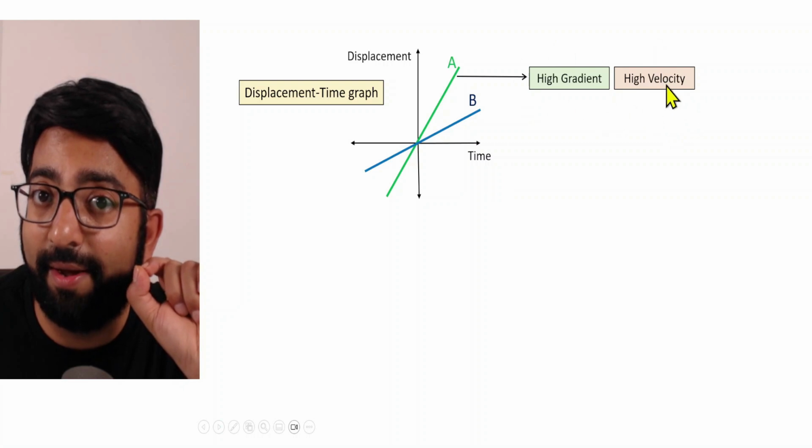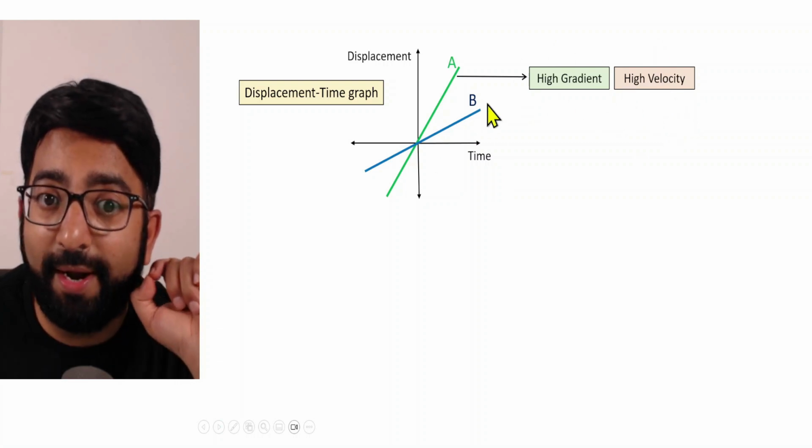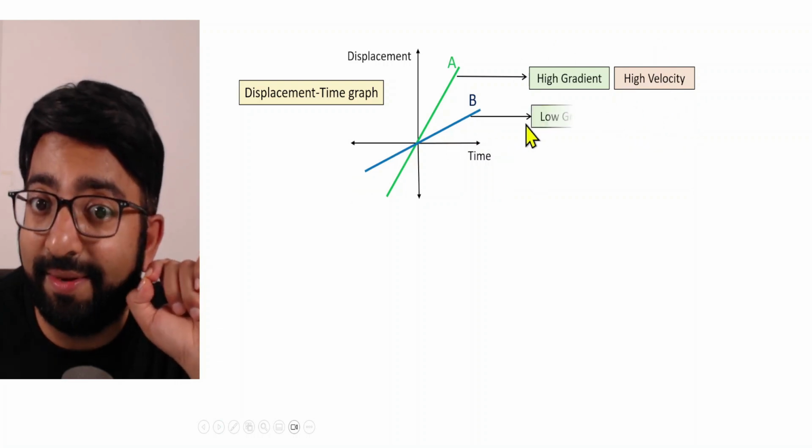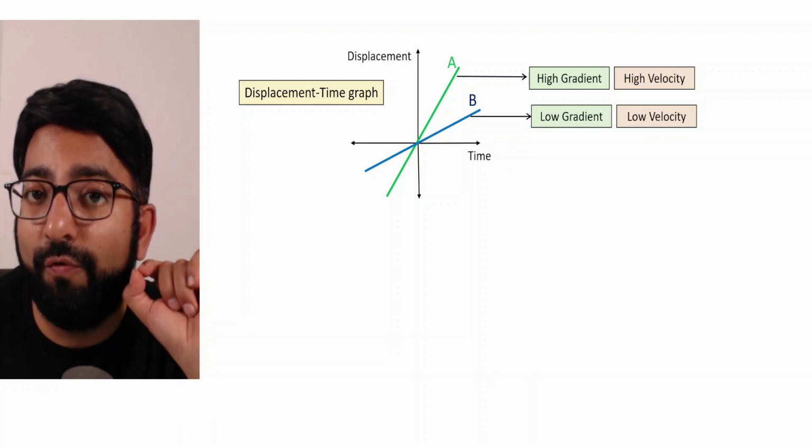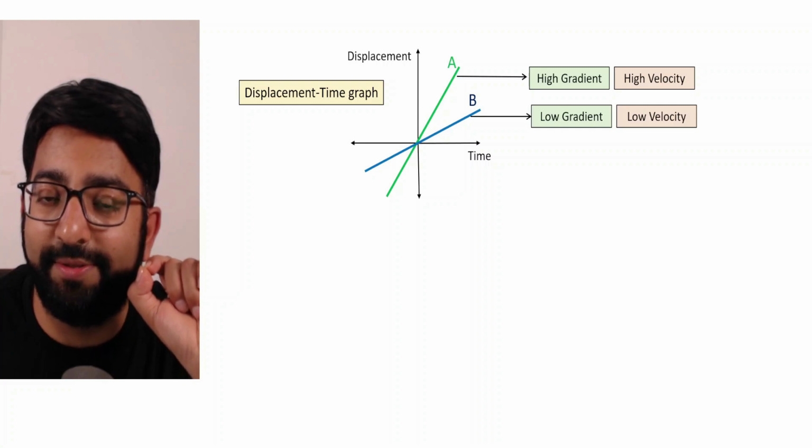So if the gradient is high, so is the velocity. On the other hand, particle B has a lesser gradient, which means it will have a lower velocity. And this is how we read graphs in the exam questions.